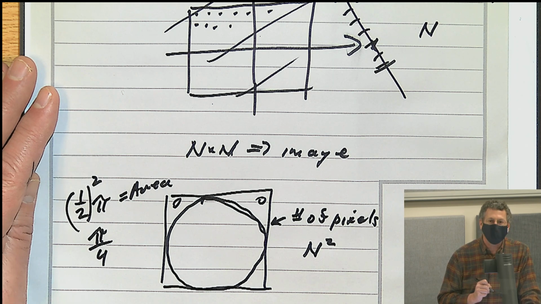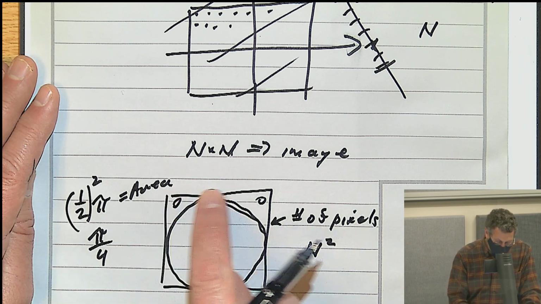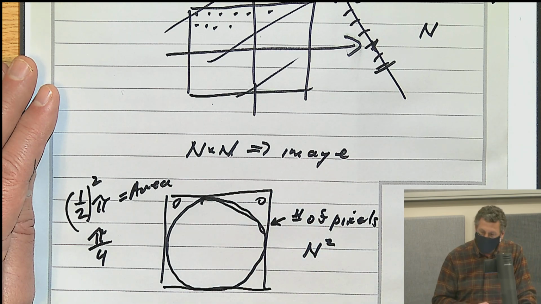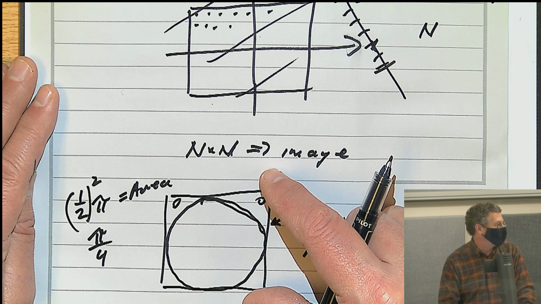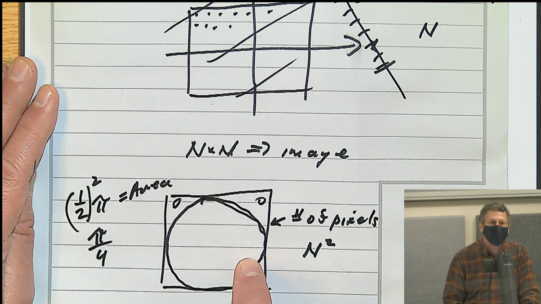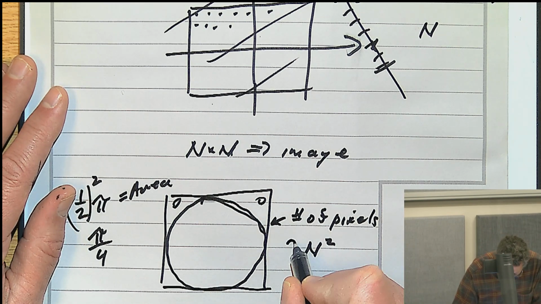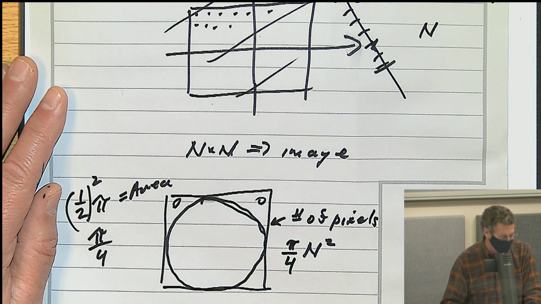I'm assuming this is 1. Then the area of the square is 1 in that case, and the area of the inscribed circle is pi over 4, which is less than 1, right? So the number of pixels that are unknown is pi over 4 times n squared, approximately.